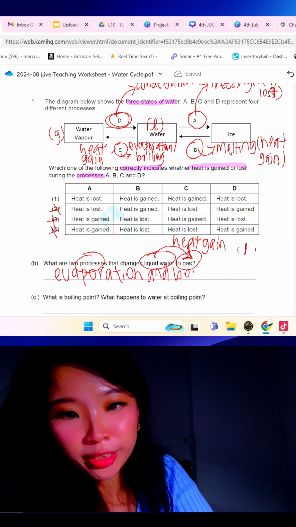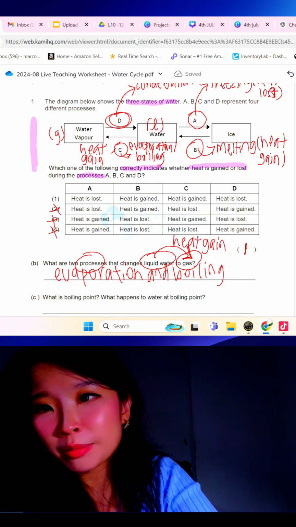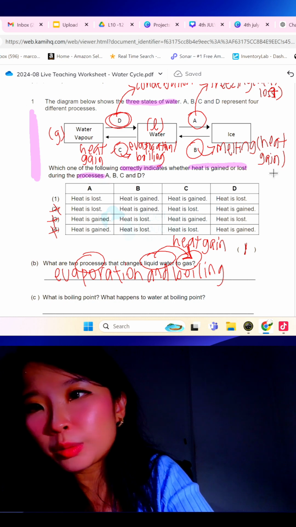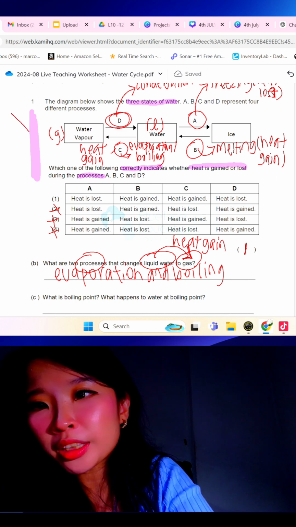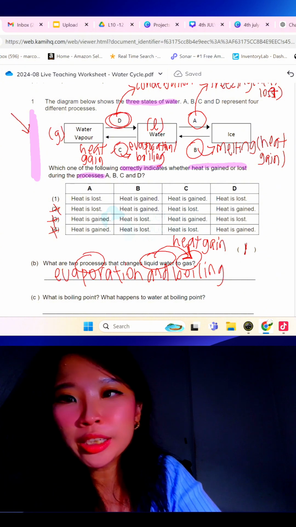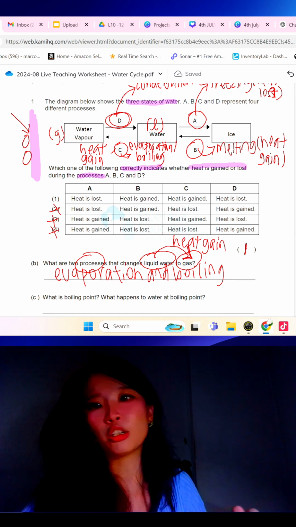Condensation means, right? So, teacher shall draw my beautiful glass. This is my glass. How condensation works is when warm water vapor touches the cooler surface, and it condenses onto the cooler surface through heat loss.